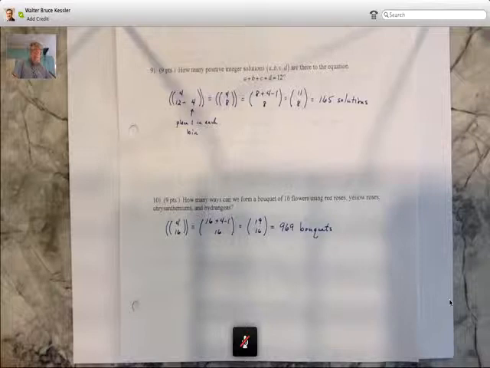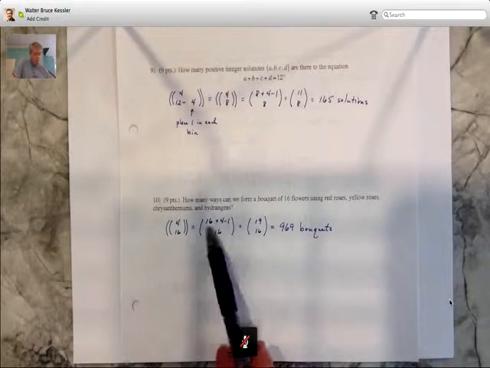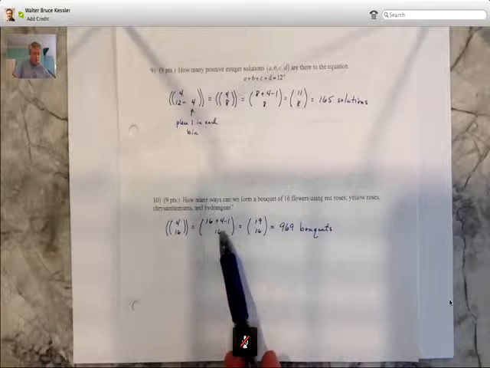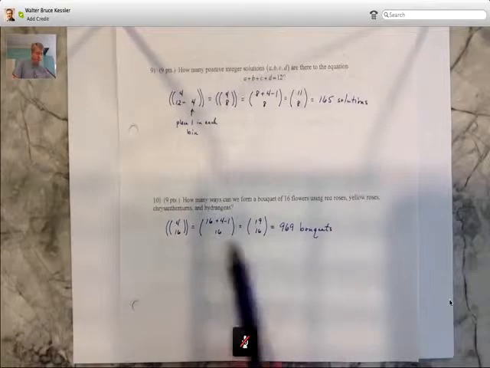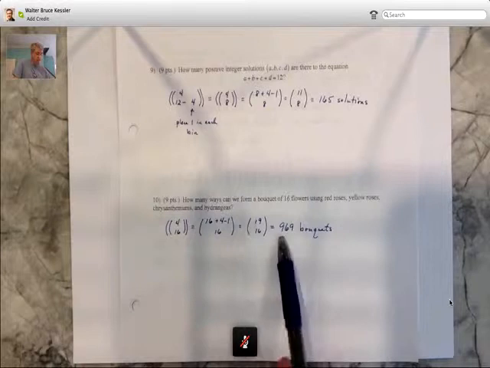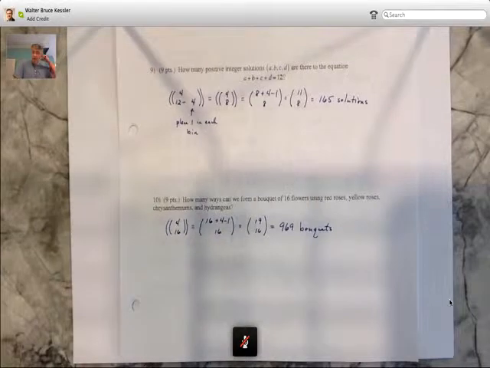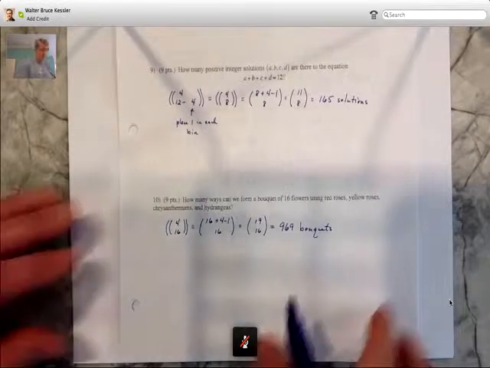So that's 4 multi-choose 16. So 16 stars, 4 minus 1 bars. We have to choose the location of the 16 stars. So this is 19 choose 16, which according to my calculation is 969 different bouquets.